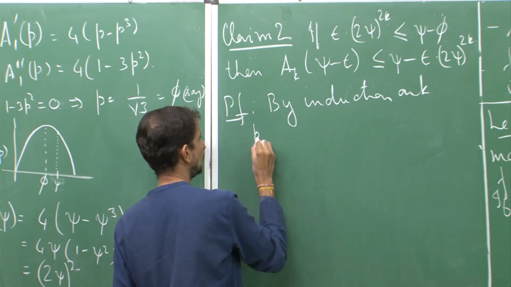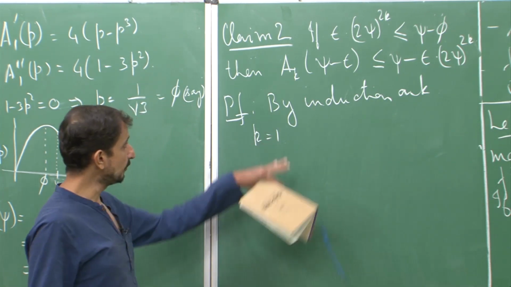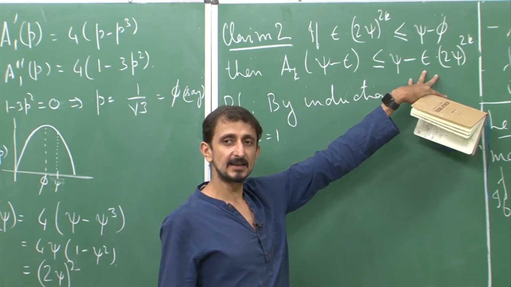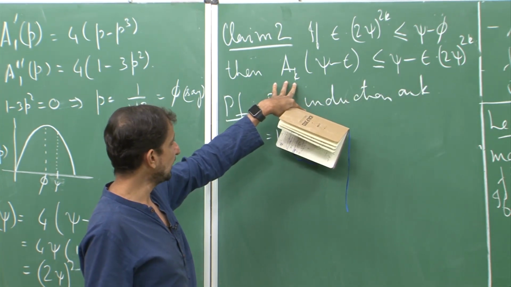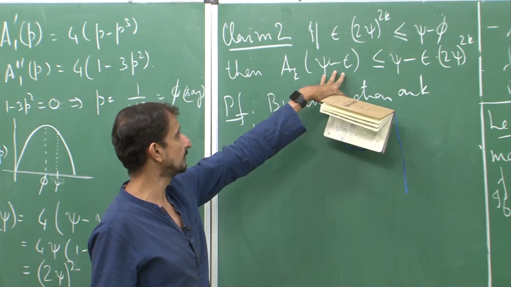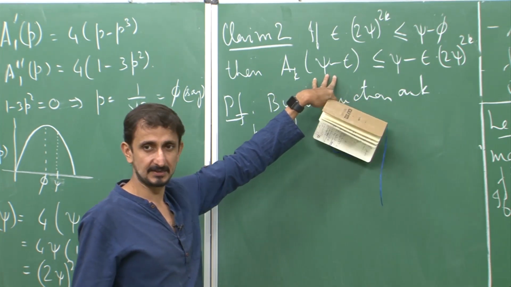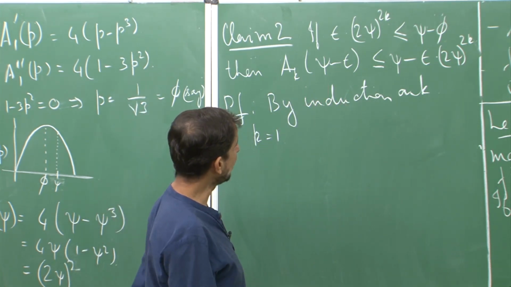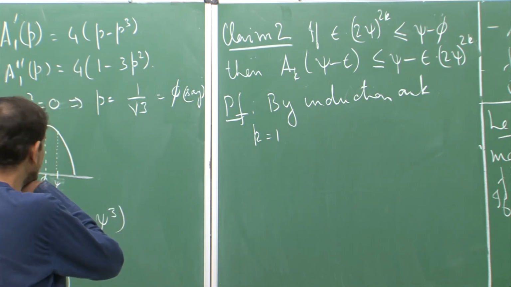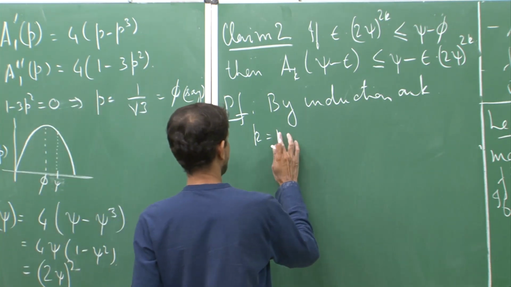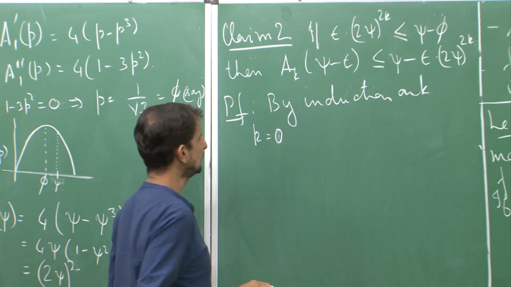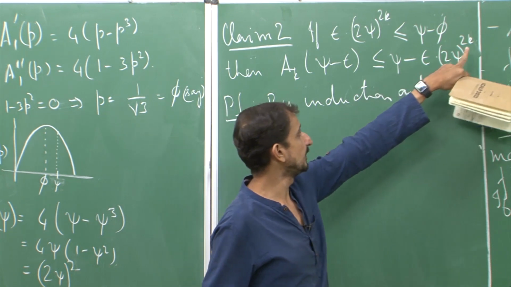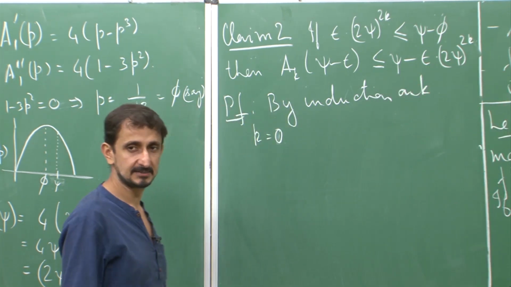So, at k equal to 1, what happens? Observe that we do not even need the hypothesis here. The left hand side and the right hand side are equal. So, a_1 of psi minus epsilon is psi minus epsilon. No, I think I need 0. So, a_1 will be difficult. Let us take the base case as 0. a_0 of psi minus epsilon is equal to psi minus epsilon, and if I take k equal to 0 here, I get psi minus epsilon as well.